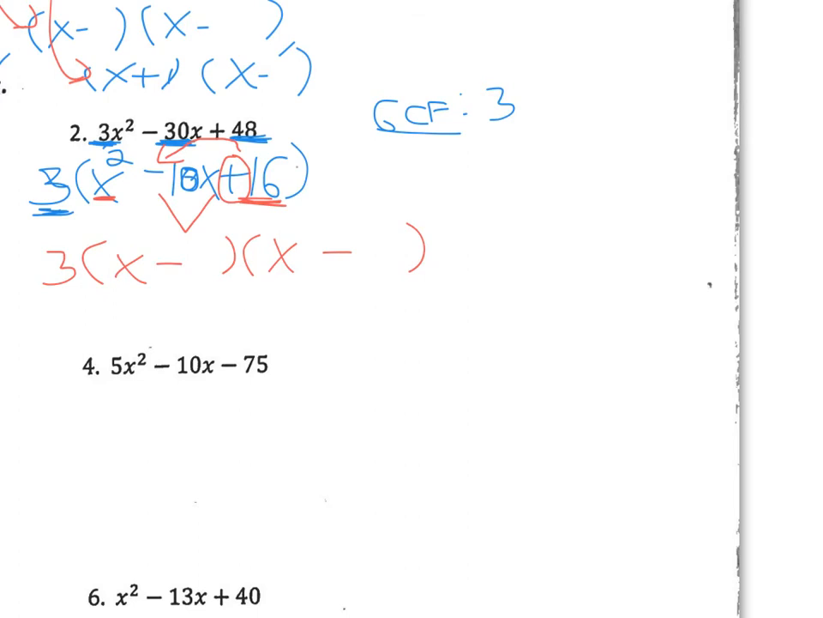Now 16, if you listed all the factors, you would have, what, 1 and 16, 2 and 8, and 4 and 4. So then you're asking yourself, which of these add up to give me this 10? Well, 2 and 8 do. So I put 2, I put 8. And then remember, again, the quick check, negative 2 plus negative 8 is negative 10. That's my sum. Negative 2 times negative 8 is positive 16. That's my product.